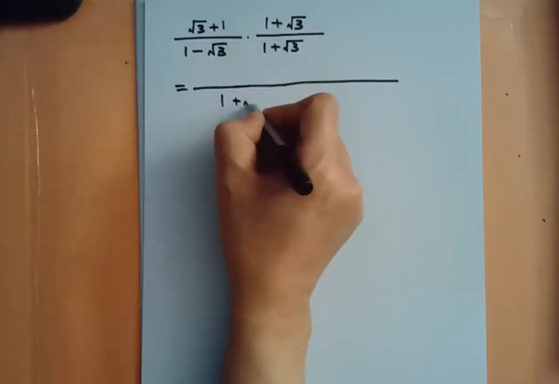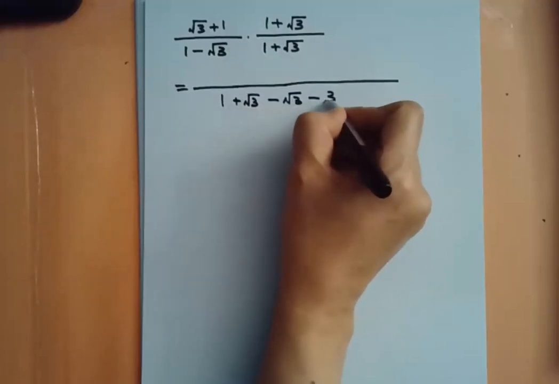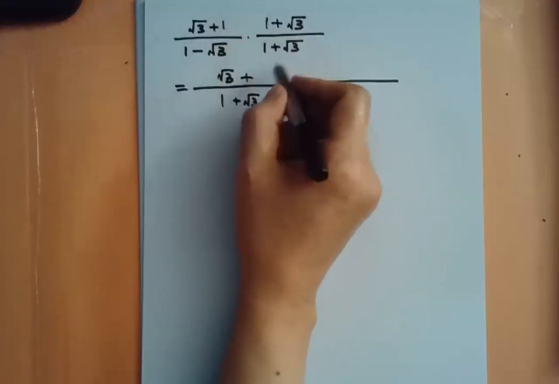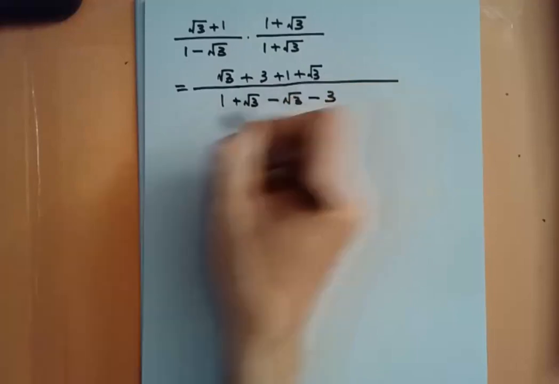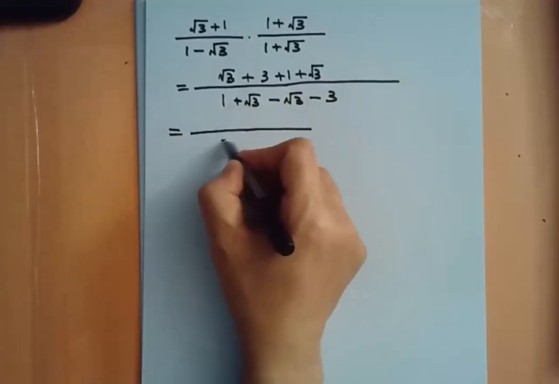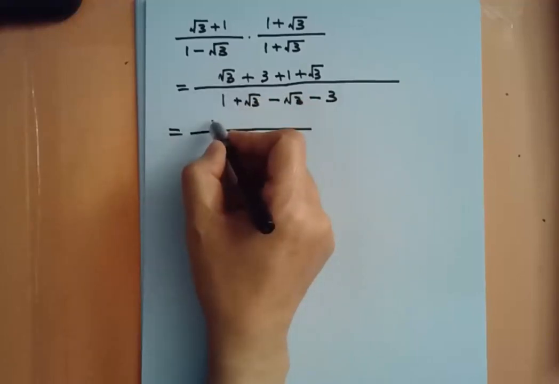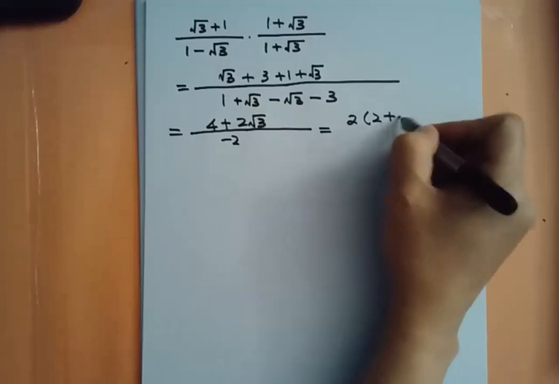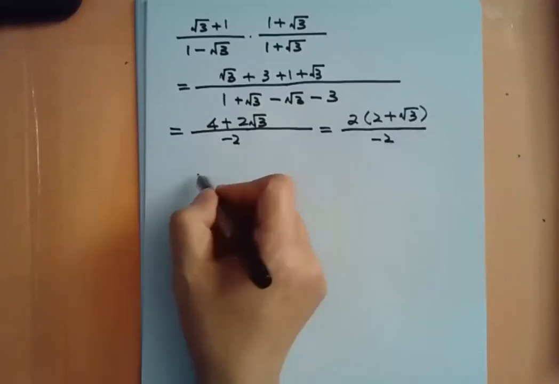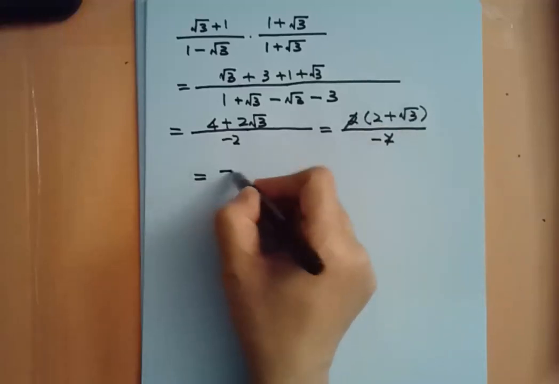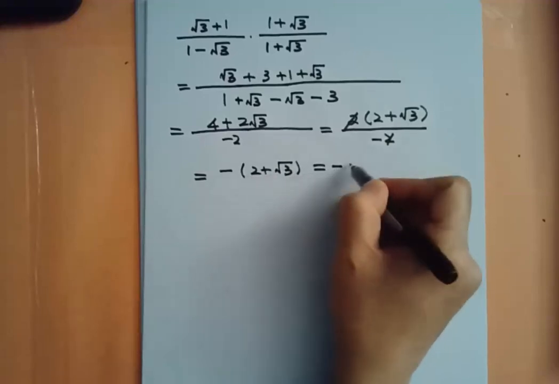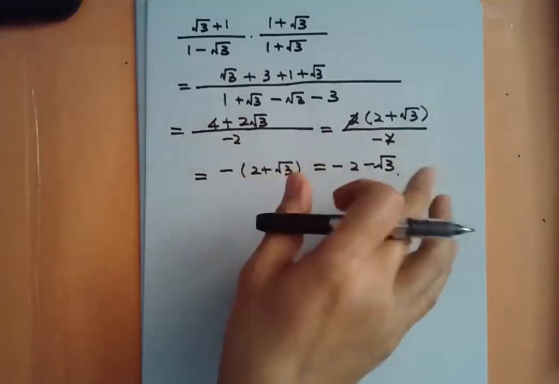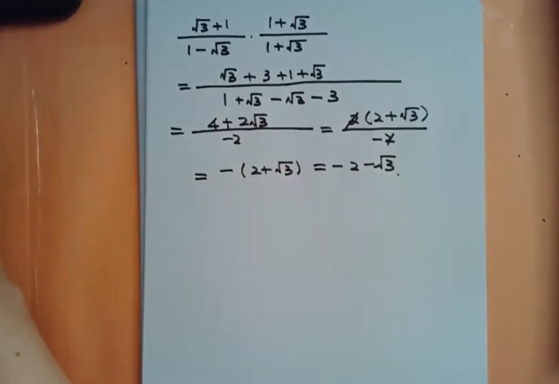So 1 plus square root of 3 minus square root of 3 minus 3. And then the numerator is square root of 3 plus square root of 3 plus 3 plus 1 plus square root of 3. So denominator is minus 2. And the numerator is 4 plus 2 square root of 3. So that is 2 times 2 plus square root of 3 over minus 2. So these two will cancel each other, and minus 2 plus square root of 3 equals minus 2 minus square root of 3. So this is another answer, which looks a little bit simpler in this case.